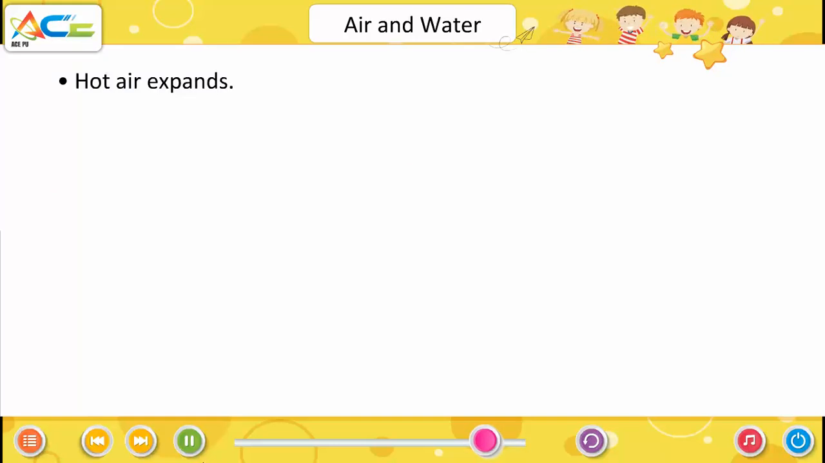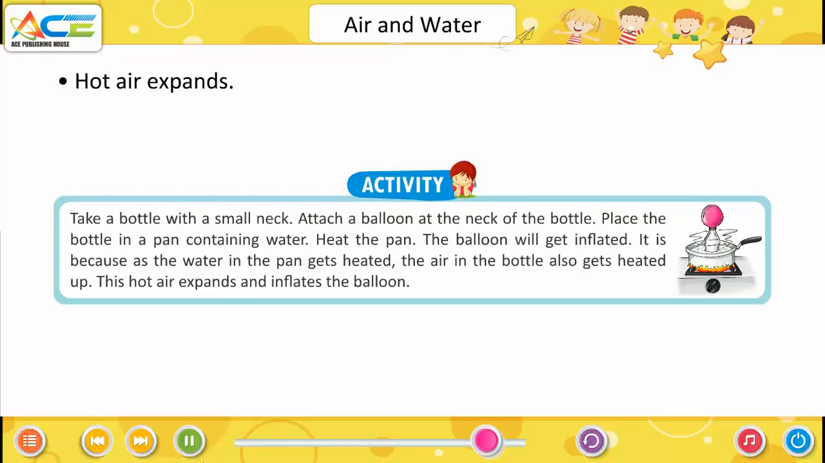Hot air expands. Activity. Take a bottle with a small neck. Attach a balloon at the neck of the bottle. Place the bottle in a pan containing water. Heat the pan.